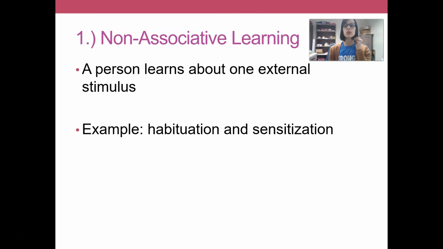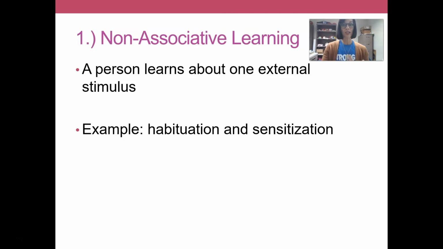Now, under normal circumstances, if somebody had touched my shoulder, I wouldn't have flinched. But because I've been going through all of those scares, my body has become sensitized. My system has become sensitized, and I've become more sensitive to a stimulus that would have otherwise been innocuous. And so that's kind of an example of sensitization.